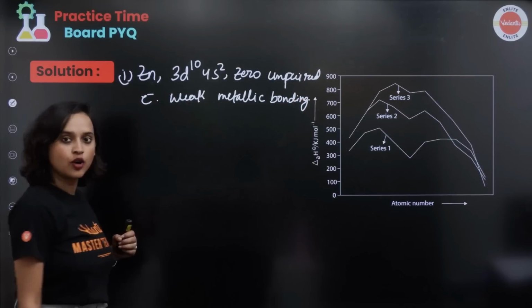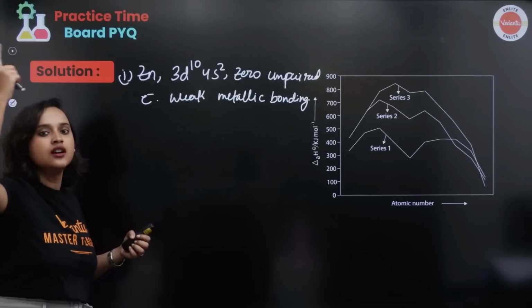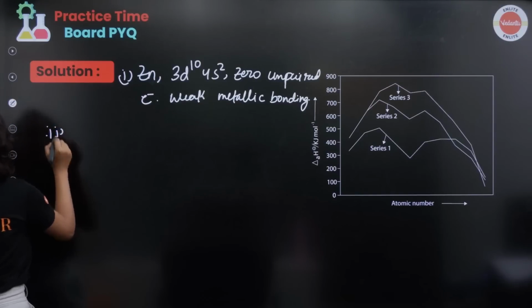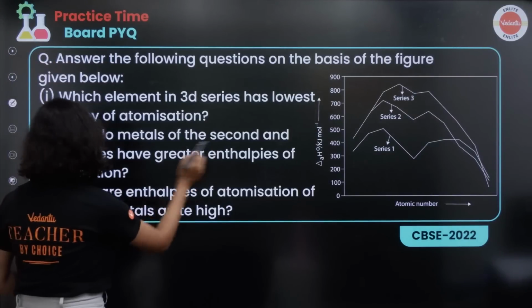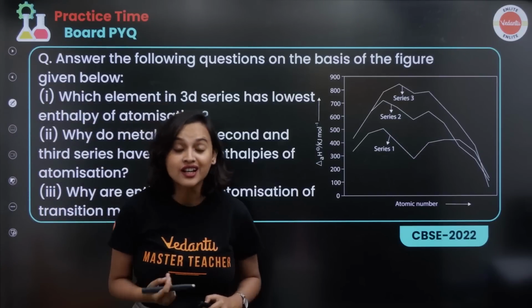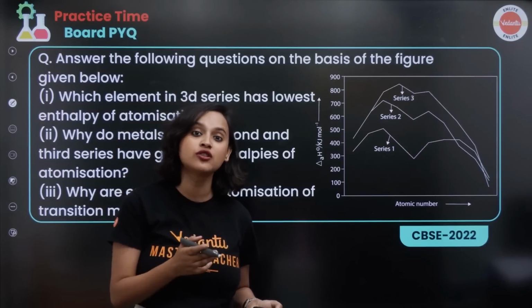Alright, weak metallic bonding. Yes, that is why you can easily break the metallic bond and make it into a gaseous form. Next question. What is the second part? The second part is asking, why do metals of the second and third series have greater enthalpies of atomization? Due to more number of unpaired electrons. Yes, because they have more number of unpaired electrons.